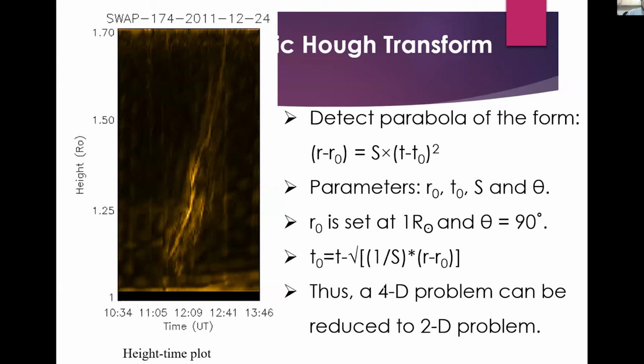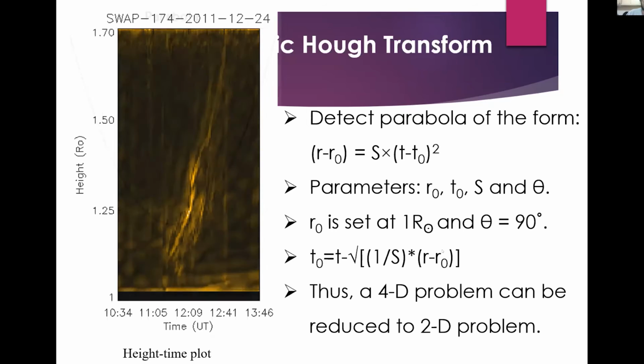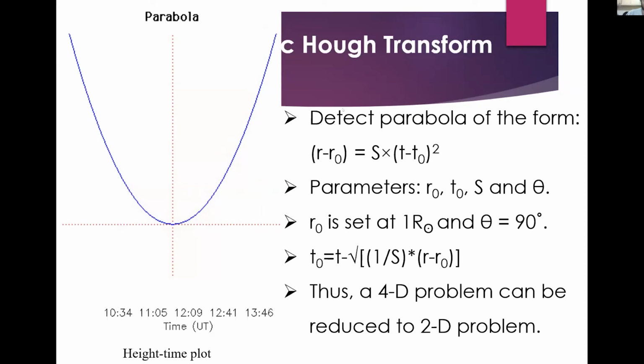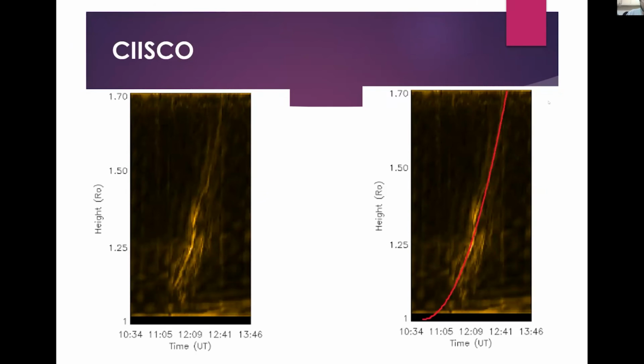And then we use this equation, which is reduced from a 4D space problem to a 2D space problem, and we try to identify this kind of parabola. Once this is done and we ran it, you can see that our algorithm tried to fit this ridge, which is observed in the height-time plot, as overlaid in this red line here. So it agreed very much with what has actually been observed. This is an automated algorithm that can capture any accelerating feature.